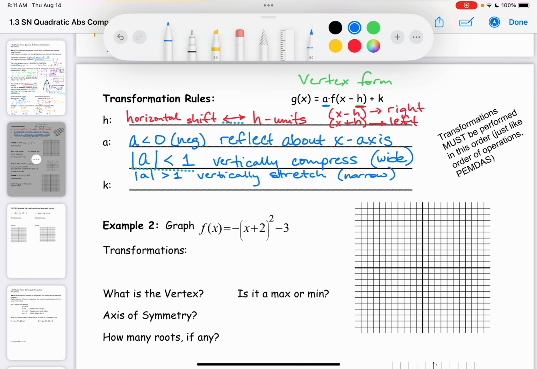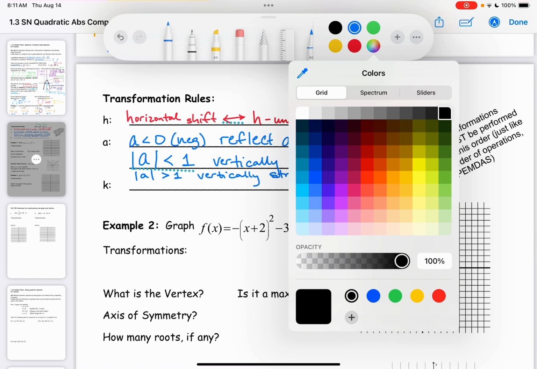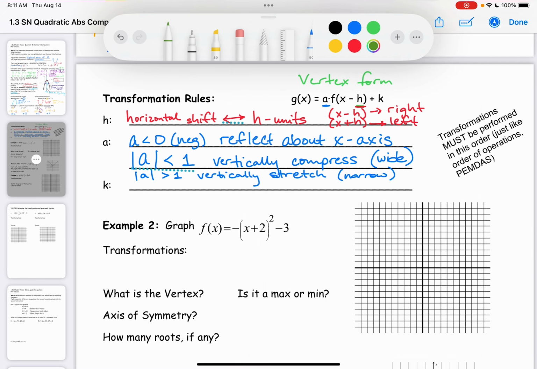All right, and then lastly, this is the one that's always everyone's favorite because it's the easy to remember one. You've got this K value out here by itself, and that's going to be your vertical shift. That just means up or down. And this one's nice because a positive K is up and a negative K is down. So it does exactly what you would expect it to do. A positive brings it up and a negative brings it down.